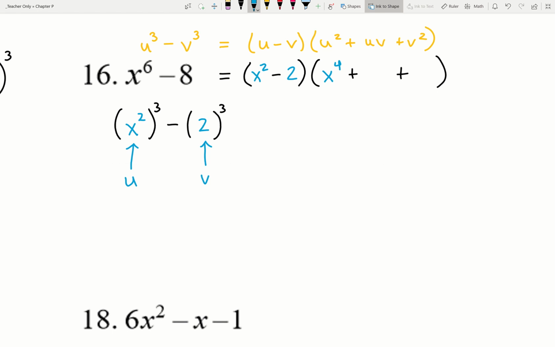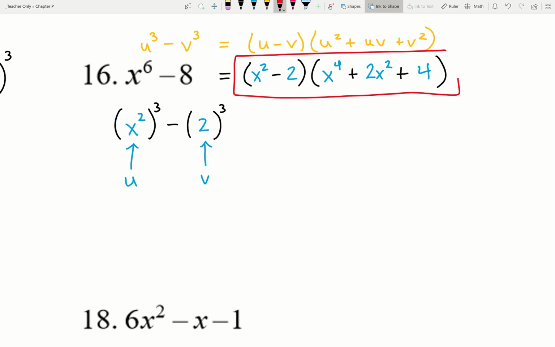Next is u times v. Well, playing the role of u is x squared. Playing the role of v is 2. If I multiply those two things together, I get 2x squared. And then finally, I got to pick up with a v squared, and that's just simply 2 squared, or in other words, just 4, okay? So I know I used some different colors there, but that would be our factorization, okay?